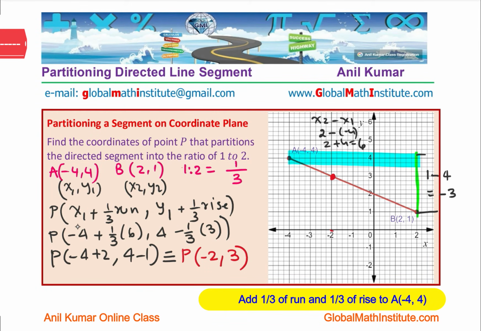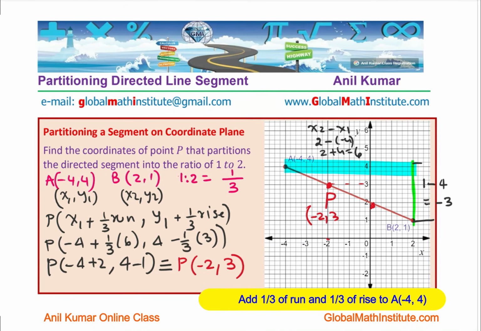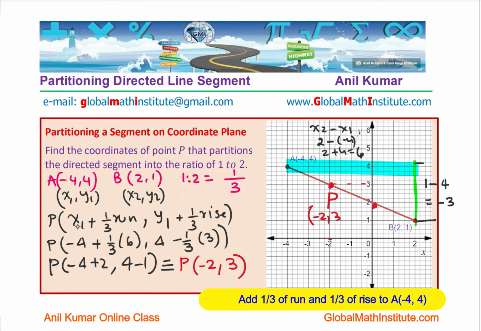Is that clear to you? So this becomes point P for us. Correct? Whose coordinates are minus 2, 3. Makes sense? So you can see these are the 3 equal parts, right? So we have divided the line segment from A to B in 1/3. Do you see that? That is the point P. So that is how it should be done.